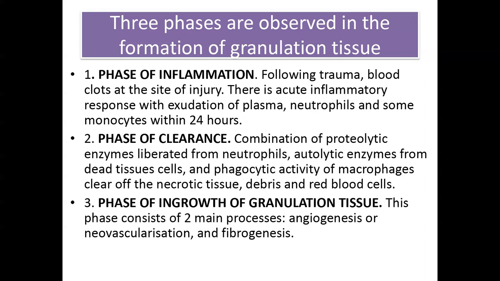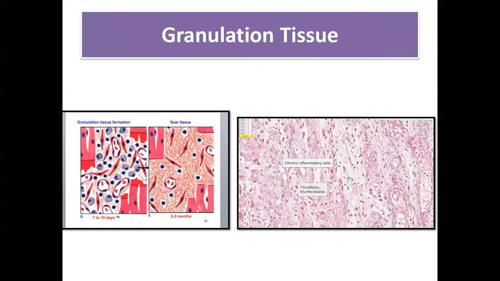And the last phase is the ingrowth of granulation tissue. This phase consists of two main processes: angiogenesis or neovascularization, as I described before, the formation of new capillaries, and also fibrogenesis. So here you see a picture of granulation tissue 7 to 10 days after trauma, and after 2 or 3 months we see scar formation, scar tissue. If we look under the microscope in granulation tissue, we see chronic inflammatory cells, fibroblasts, myofibroblasts, and capillaries.